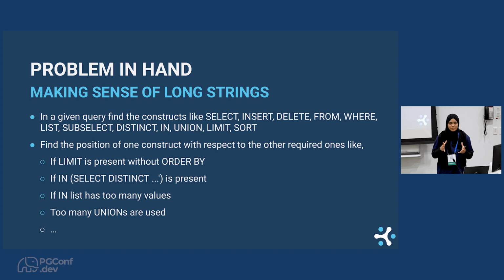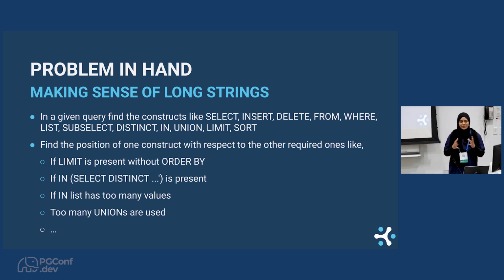So what we have seen so far is that we have a lot of queries that we are reading and making sense of. If you think of it in a little bit more code-wise way, we just have very long strings, and we are trying to find certain constructs there, and not just some constructs, but also what their order is with respect to other constructs.